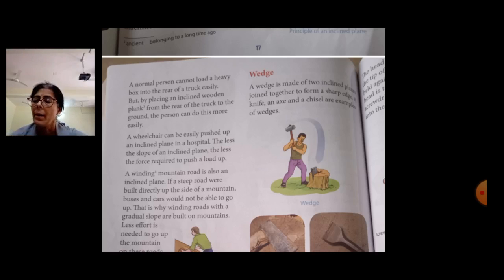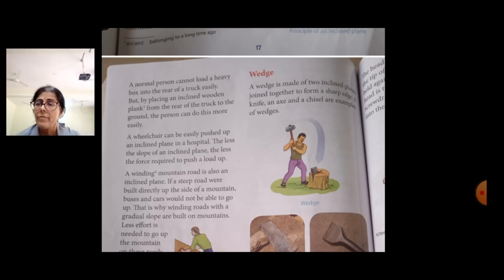माउंटेन की पीक पे जाने के लिए ऐसा use होता है. So it puts a less effort is needed to go up to the mountain on these roads. Though the distance to be covered becomes the greater.